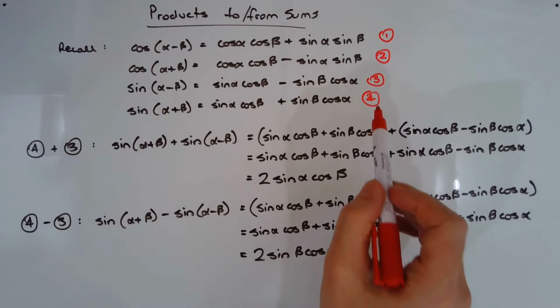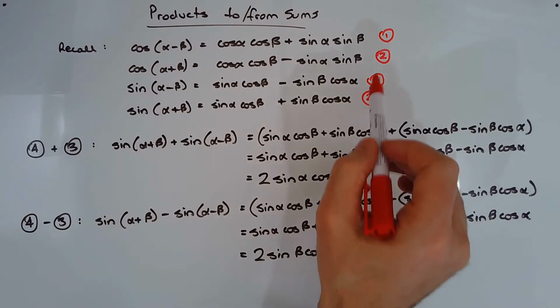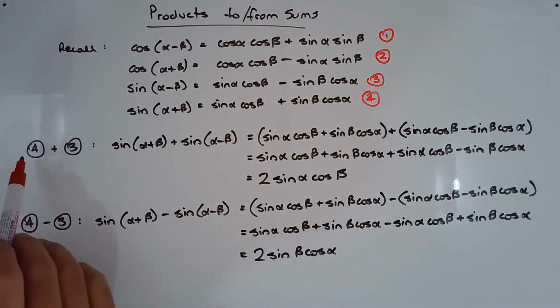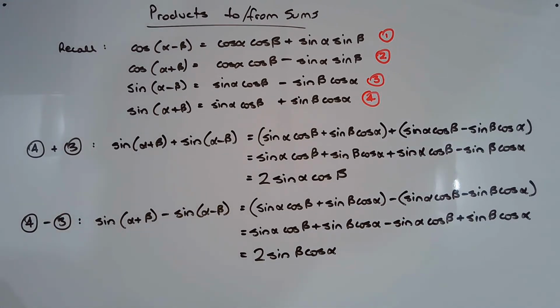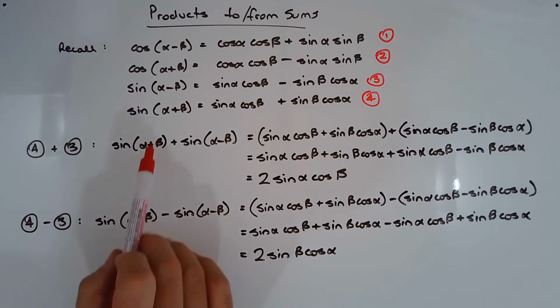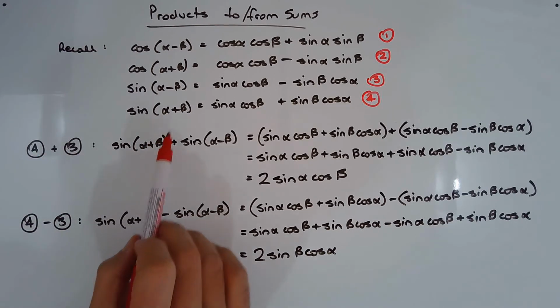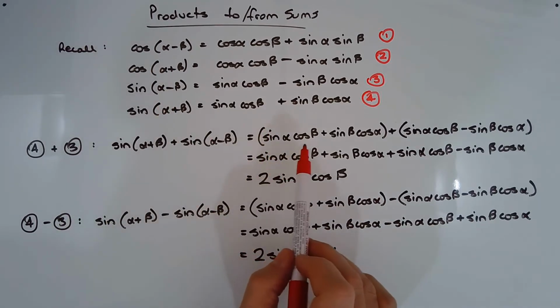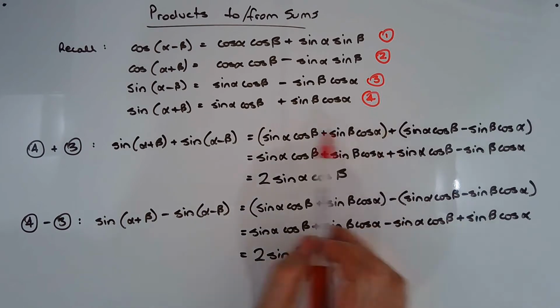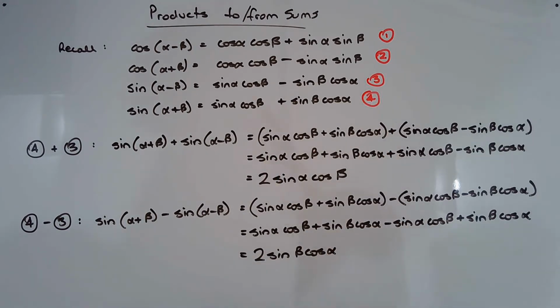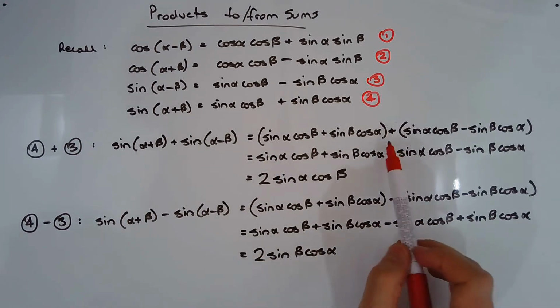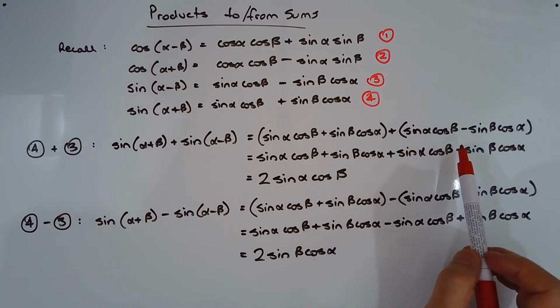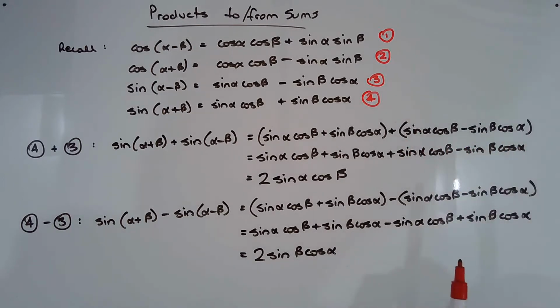So let's have a look at equation 4 and let's add equation 3 to it. Either way, whether it's 3 plus 4 or 4 plus 3, it's not going to make any difference. But for the sake of consistency, let's say 4 plus 3, equation 4 plus equation 3. So sine of alpha plus beta, plus sine of alpha minus beta is equal to sine alpha cos beta plus sine beta cos alpha, and I'll just put brackets around that to keep it all neat and tidy, plus, in brackets, sine alpha cos beta minus sine beta cos alpha.